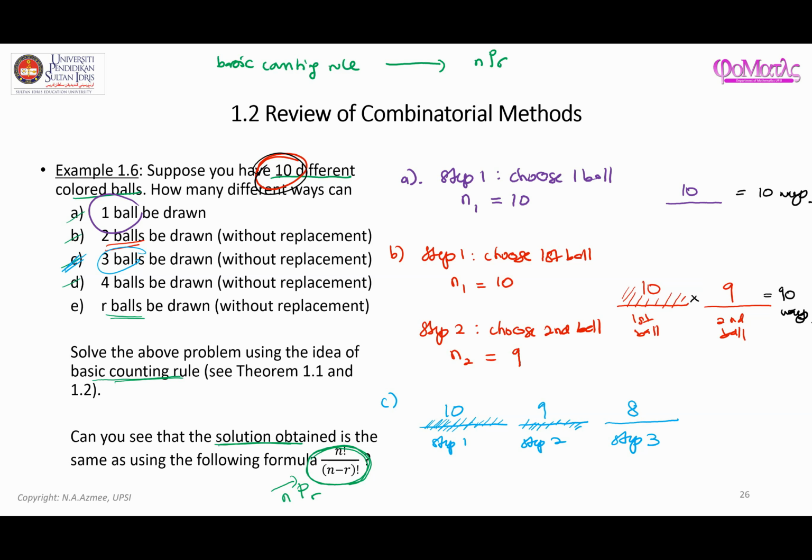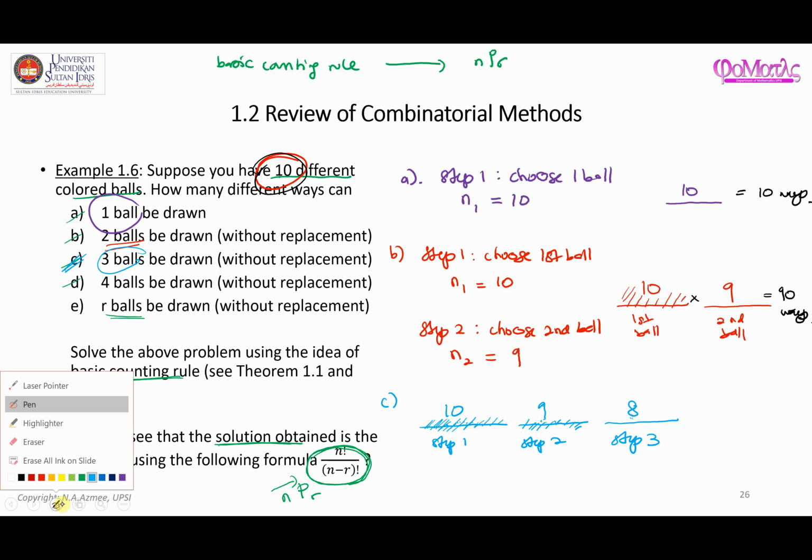So far so good. Are you following this discussion? So we have 8 options because you have already chosen 2 balls. Okay, so now the options that you have on the third stage is just going to be reduced to 8.